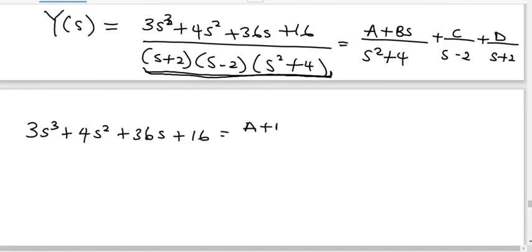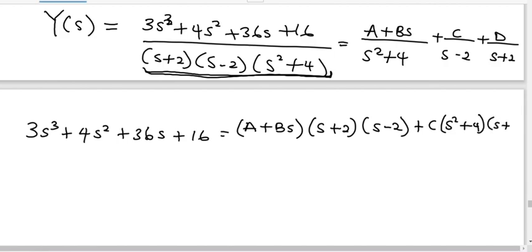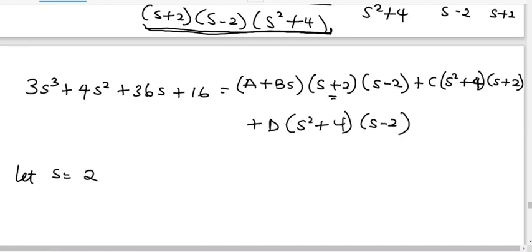a plus bs into s plus 2, s minus 2, plus c into s squared plus 4 and s plus 2, and then plus d into s squared plus 4 and s minus 2. And I can say let s be 2, and if that be the case, you can see that this will be 0, this will be 0.